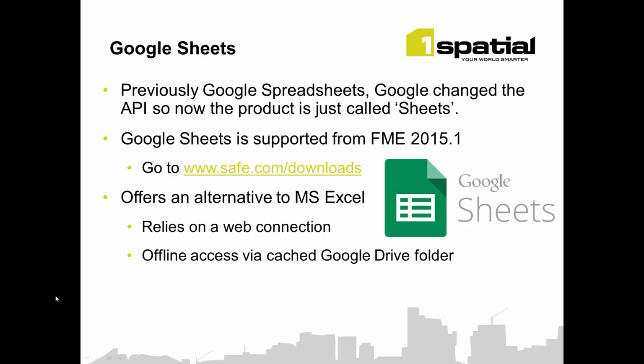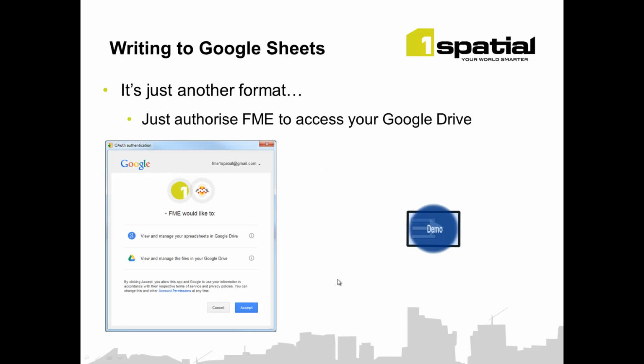Google Sheets really offers an alternative to something like Microsoft Excel or some of the open source technologies like OpenOffice. It does rely on a web connection to synchronize the sheet, but you can get offline access to the sheet through your Google Drive setup. So if you have Google Drive installed and you have a local instance of the sheet itself, then you'll be able to open that up without having to worry about having an internet connection.